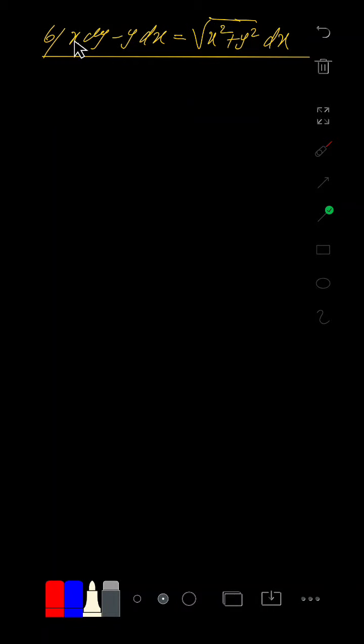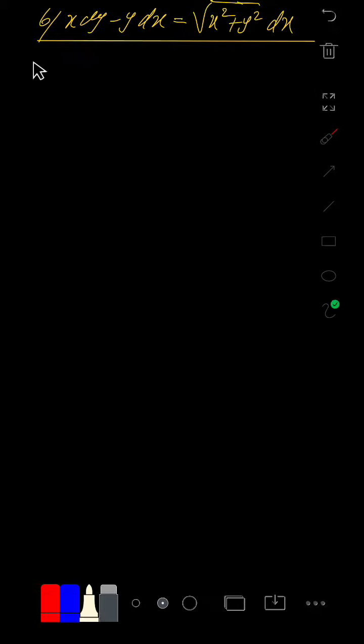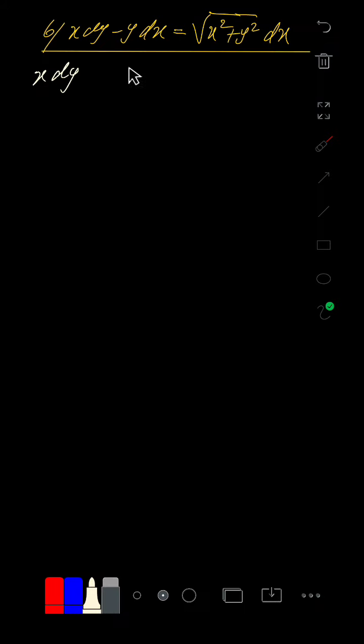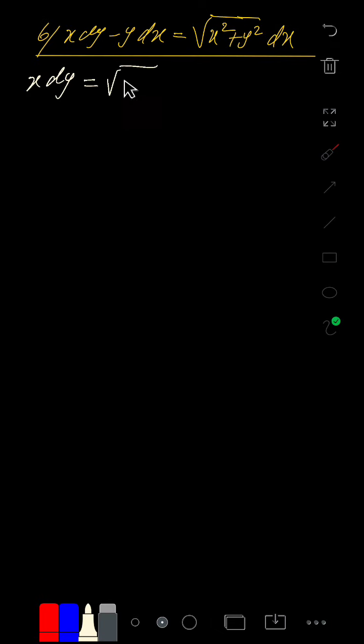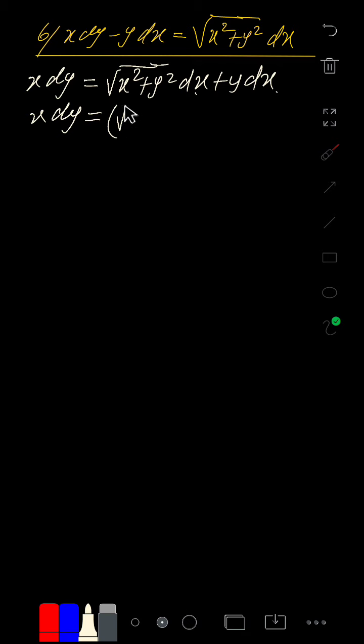Now question number 6 is x dy minus y dx is equal to under root x square plus y square dx. So x dy, transposing this term to right hand side, we have x dy is equal to, taking dx operator common out of these two terms, inside the bracket under root x square plus y square plus y dx.